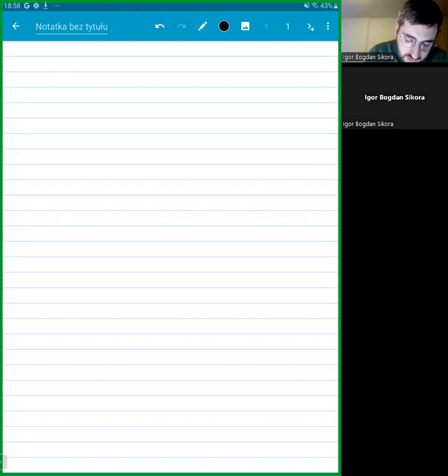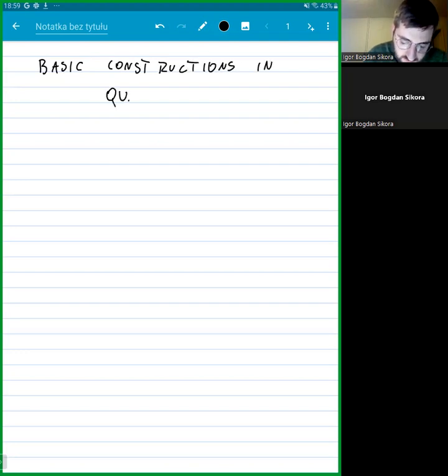So the topic, which wasn't recorded, is basic constructions in quasi-categories. And by the way, I should say that in this talk, I will follow Moritz Groth's notes, a short course on infinity categories. I suppose this is the name. So first, let me recall where we stopped in the last talk.